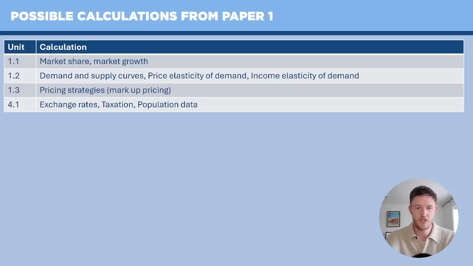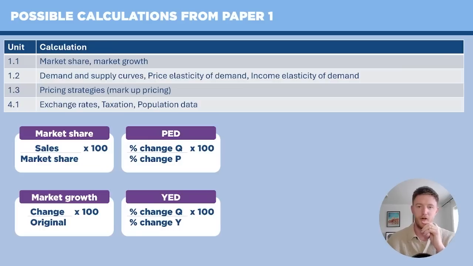In terms of calculations, these are the different potential calculations that you can get. So there's a few in 1.1, market share and market growth. Some of them are just going to be general percentage changes. You could get a percentage change in terms of market pricing. Supply and demand curves and price and income elasticity of demand are the main ones from 1.2. And then in theme 4, you can get a little bit on things like population data, taxation, and exchange rates.